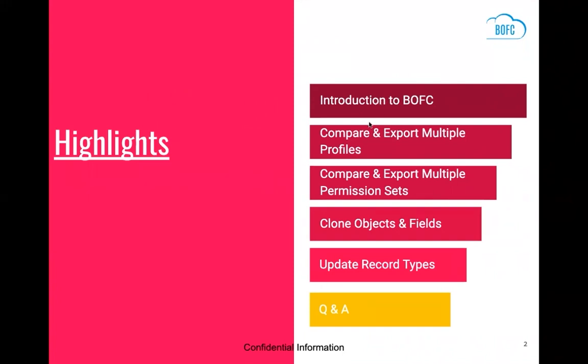The next, we're going to see the first feature, which is compare and export multiple profiles. Then we're going to go through compare and export multiple permission sets. The next is clone objects and fields. And finally, the last would be update record types in bulk, right?